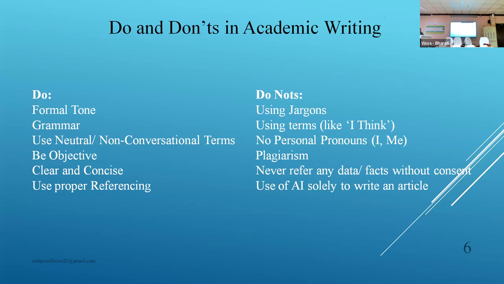The second one is using terms such as "I think," which I mentioned earlier. Don't use this kind of thing. While you are writing an academic research paper, there is no place for "think." You have to be objective. There should not be any kind of subjective findings, at least in the result section. In the discussion or in the way forward, you can mention that the researcher considers that if this can happen, then the situation can change. That can be in the way forward, but not in the result section, at least.